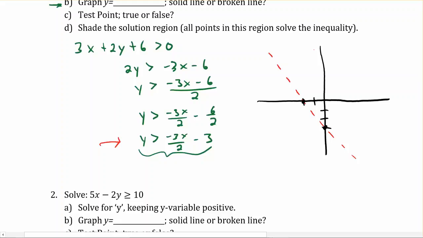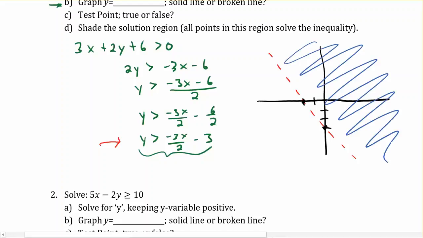So y is everything over here. I know it's a little bit different and maybe a little strange to get used to, but that's what inequalities are saying. They're not saying that it's a line, like following that line. It's saying it's everything above that thing.